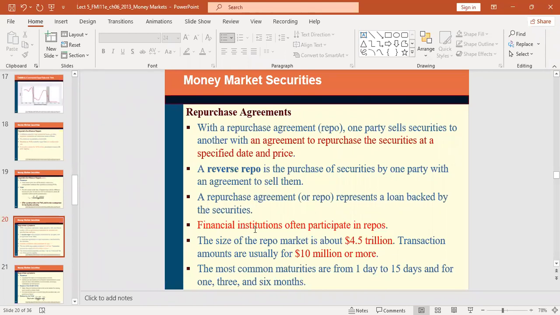Financial institutions often participate in these repos. And the size of the repo market has increased significantly, up to 4.5 trillion. It shows that many financial institutions are actually using these repurchase agreements. The most common maturities are from 1 day to 15 days. You can see that the maturity period is very short. So within a short time, you can actually invest and make good money.